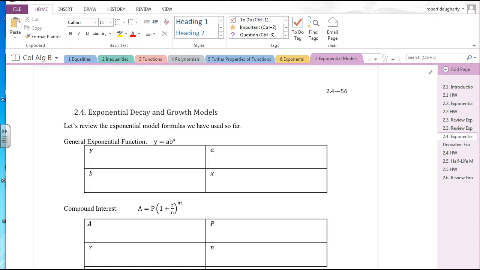So we want to finish up the section. The last two lessons are 2.4 and 2.5. These are the last two lessons in our exponential unit. So this unit had two quizzes. Okay, so let's take a look at a couple of things.